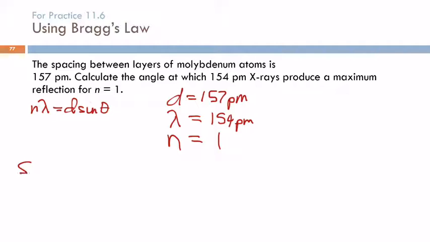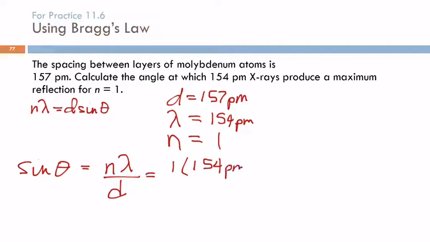So let's rearrange this a little bit. Sine of theta is going to equal n lambda over d. So that's 1 times 154 picometers divided by 157 picometers. Picometers cancel out. We don't need to convert them to meters because they're just going to cancel out.